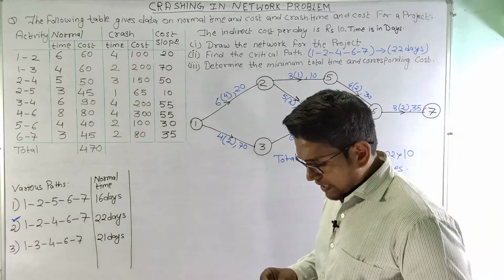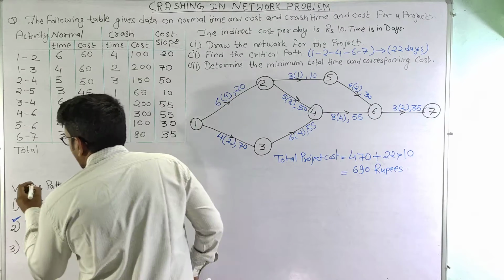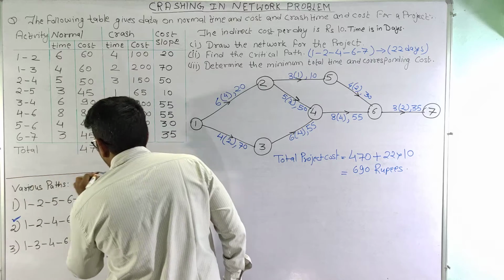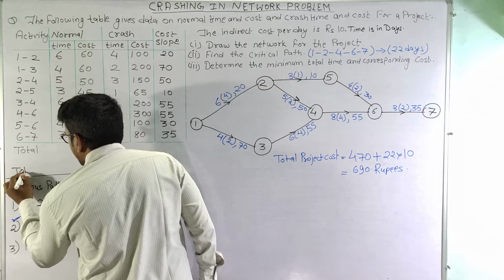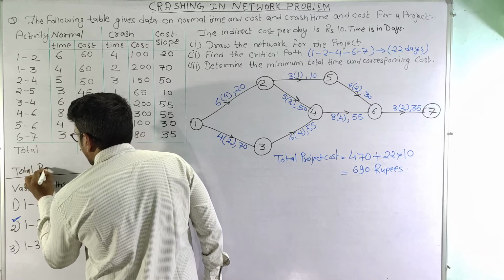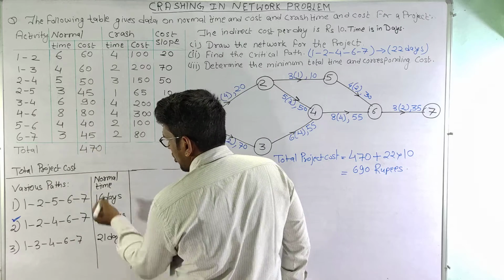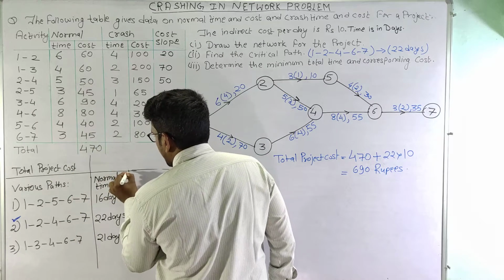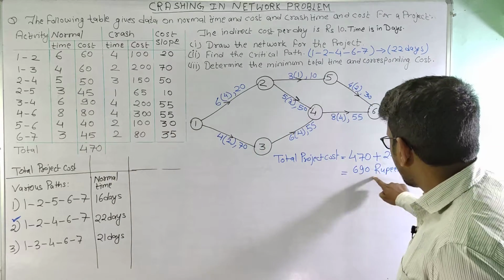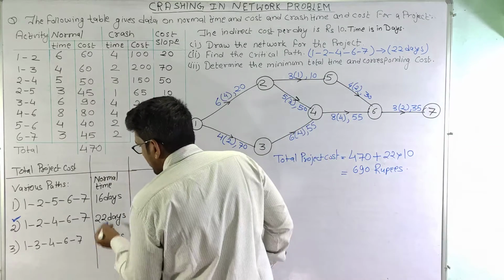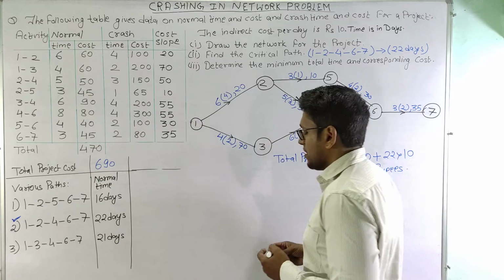So let us write here one more value, which is the total project cost. So for normal time we can see that the total project cost is coming as 690 rupees. So for normal cost it is 690 rupees.